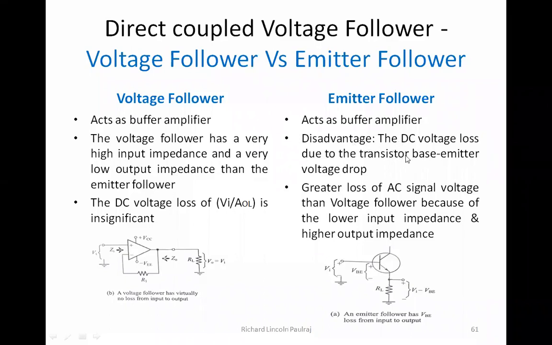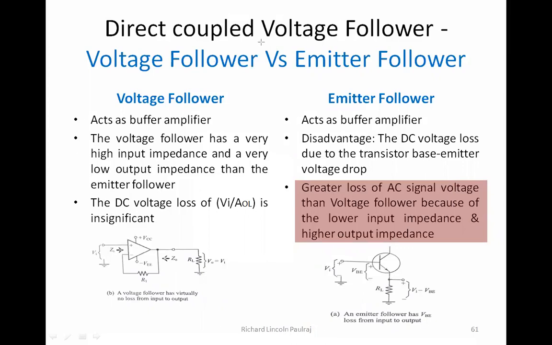And here the disadvantage is the DC voltage loss due to the transistor base-emitter voltage drop. So there can be a lot of voltage loss. Why is that? Because it does not have high input impedance. So there is greater loss of AC signal voltage than the voltage follower because of the lower input impedance, right? This is important. You should probably make a note of this, and that's the main difference between emitter follower and voltage follower.